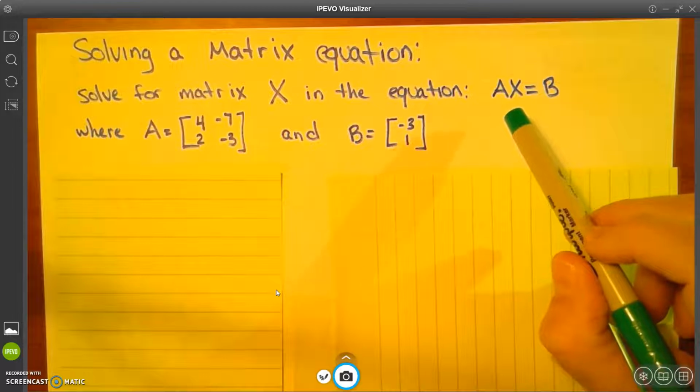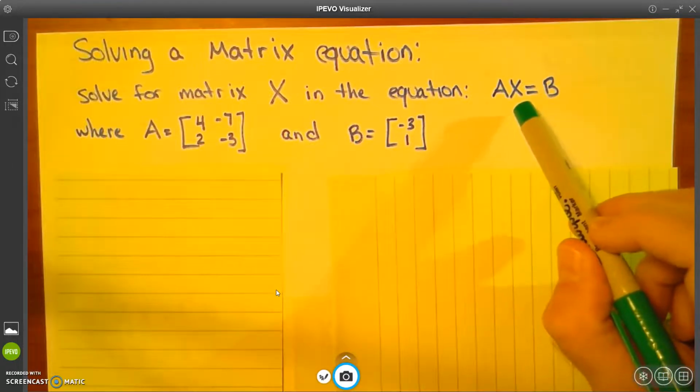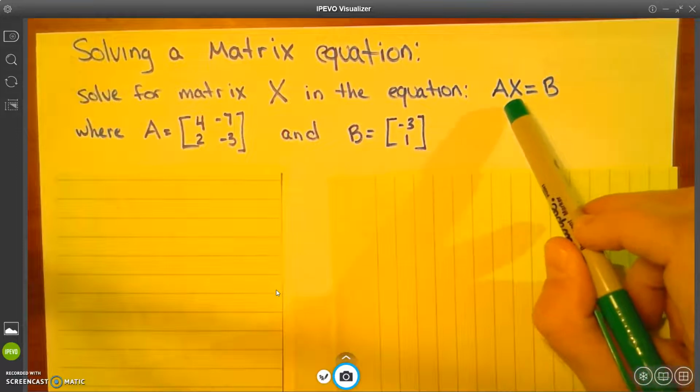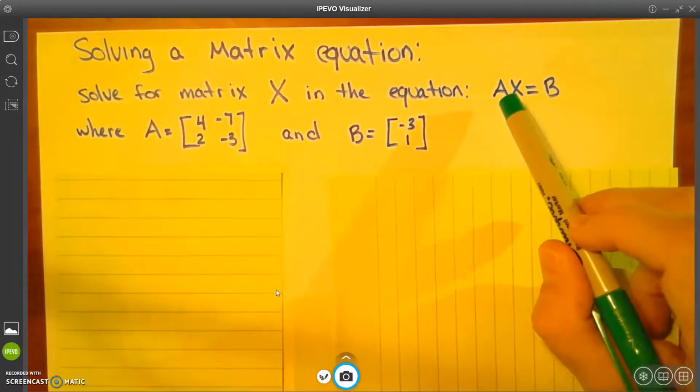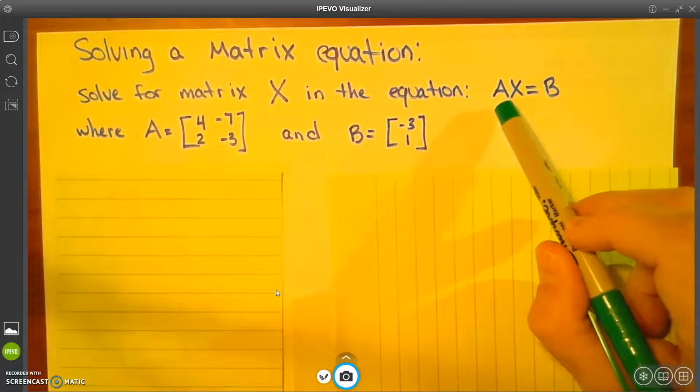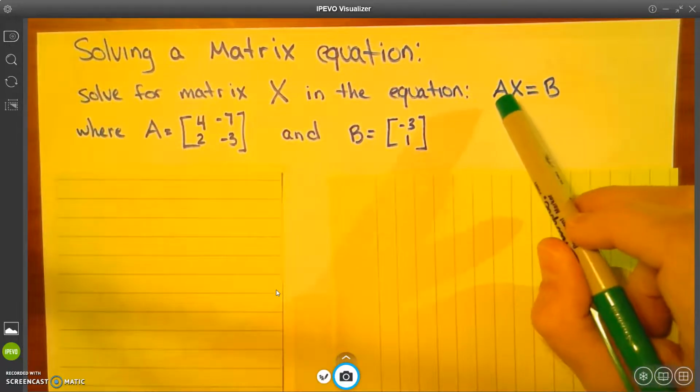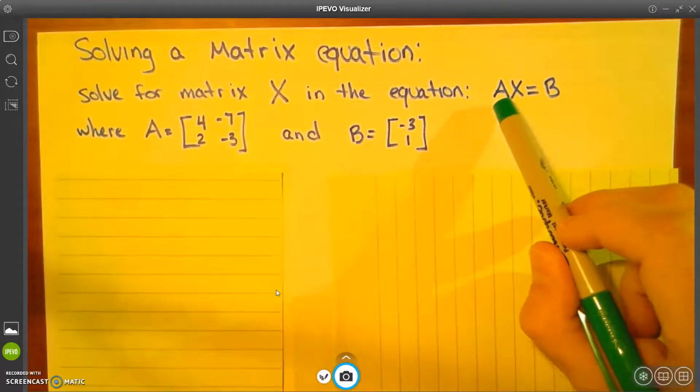So in the very first lesson, we did addition and subtraction in a matrix equation. Now we have multiplication. We can't divide matrices, so I can't just divide by A and cancel this out and solve for X. That's where you're using your inverse.